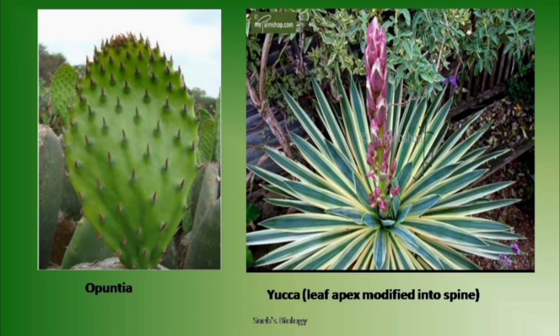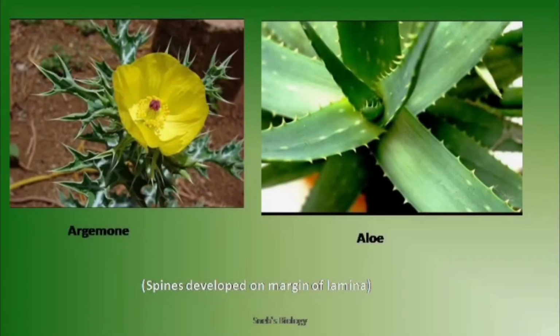Next, it could be the leaf apex which is modified into spines. This is seen in case of date palm, yucca, and here the tip is modified into a spiny structure for protection. Next is where the margin has become spiny, we will call it leaf margin spine. Only the margin part is becoming spiny, and this is seen in case of aloe vera leaf and poppy plant, that is Argemone mexicana, etc.